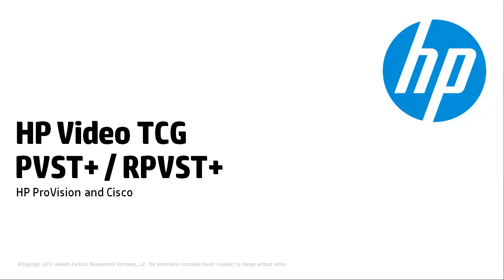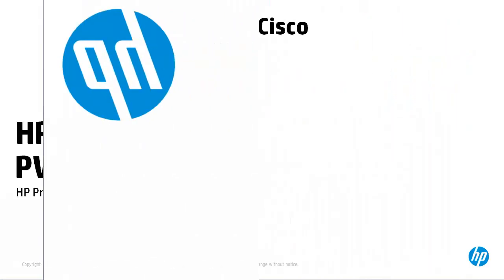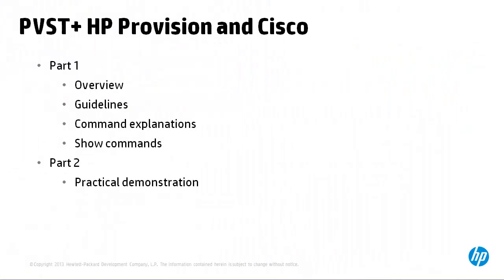In this video, we're discussing the configuration of PVST or per VLAN spanning tree and rapid PVST Plus on HP ProVision and Cisco switches. This is the second part of this TCG. In the previous part, we looked at an overview, guidelines, command explanations, and show commands with regards to the interoperability of HP ProVision and Cisco switches running PVST or rapid PVST.